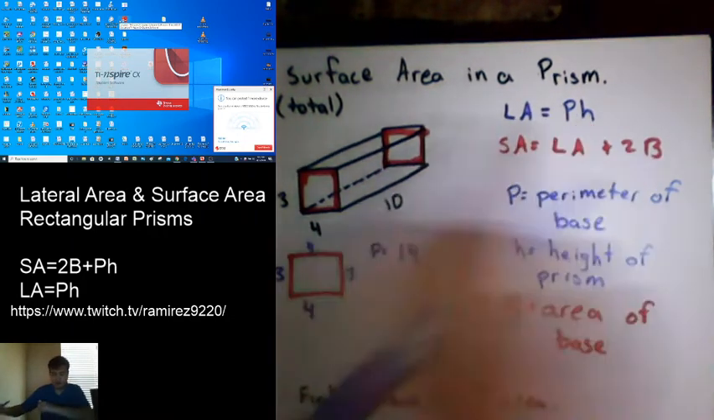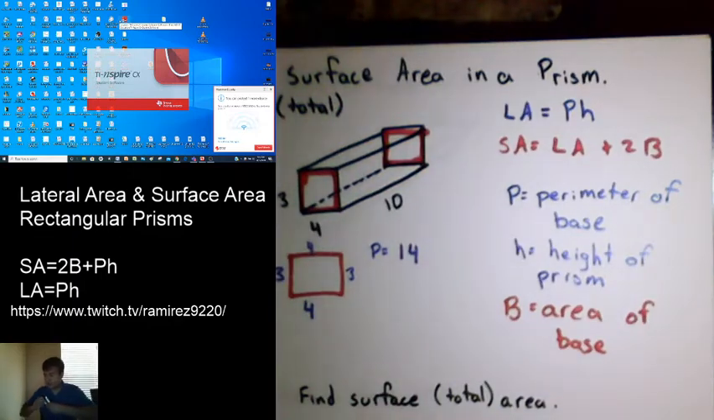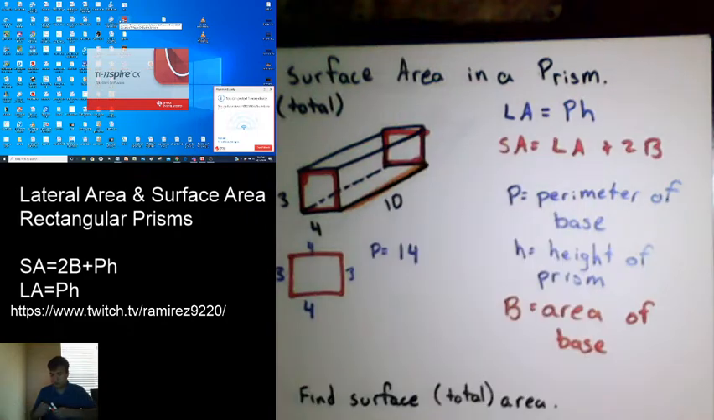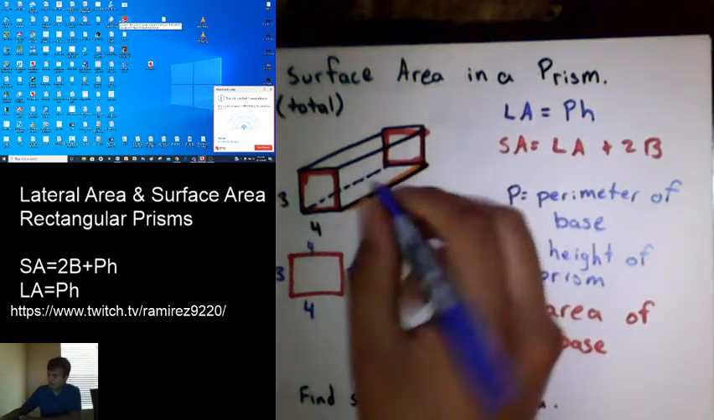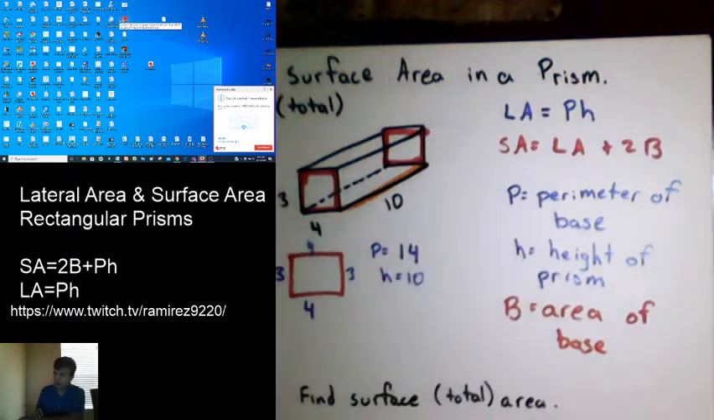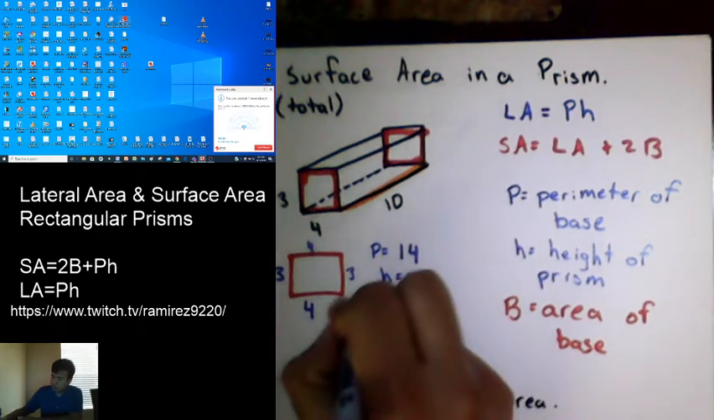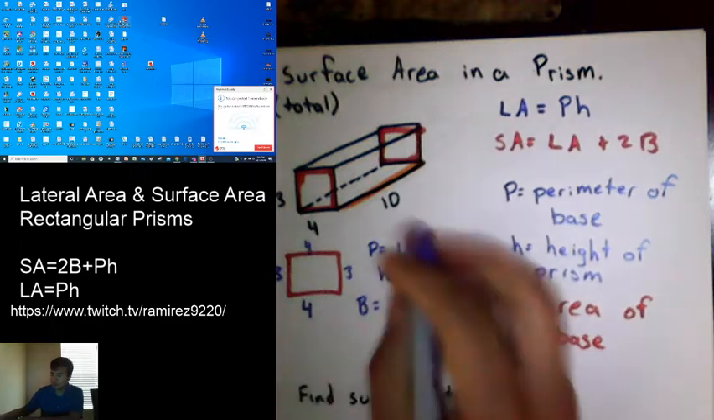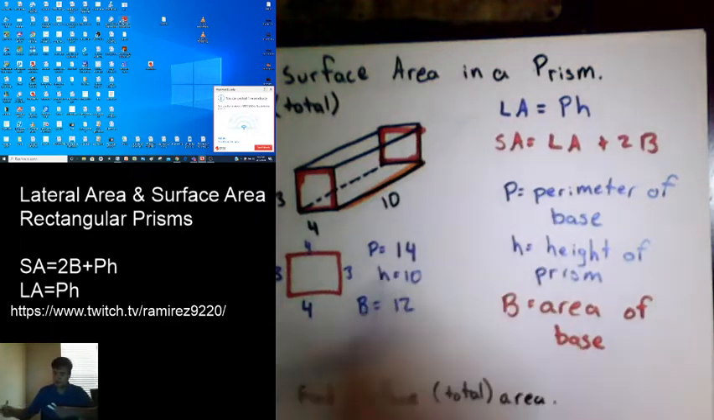Again, the overall height of the prism is the distance between the two bases. So the height is 10. Big B is not 4. Please do not confuse that. Big B stands for area of the base. My base was a rectangle, so big B in this case is the area, and it's just 3 times 4, which is 12.